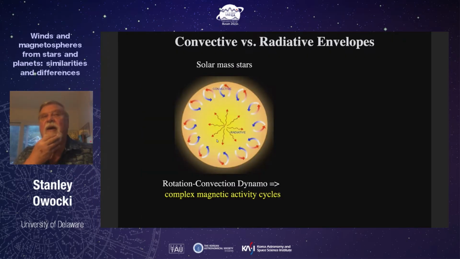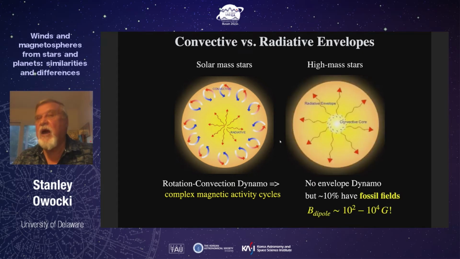And now let's talk about the different kinds of stars. The solar mass stars have a convective envelope that generates the magnetic field by the interaction with rotation, and it leads to these very complex magnetic activity cycles, like the 11-year solar cycle. But now, if you look at high mass stars, their hydrogen never recombines because they're hotter, and as a consequence, they don't have strong hydrogen recombination convection zones.